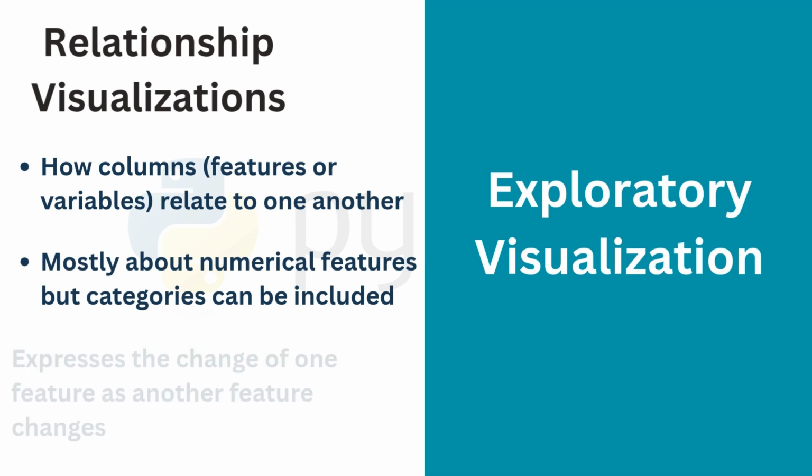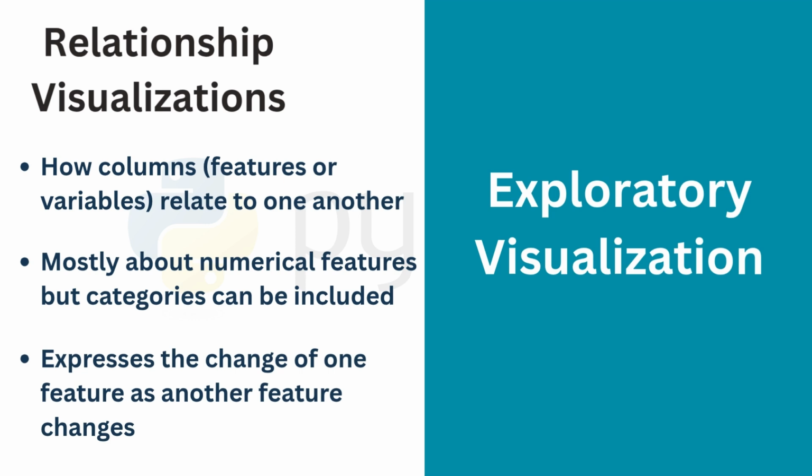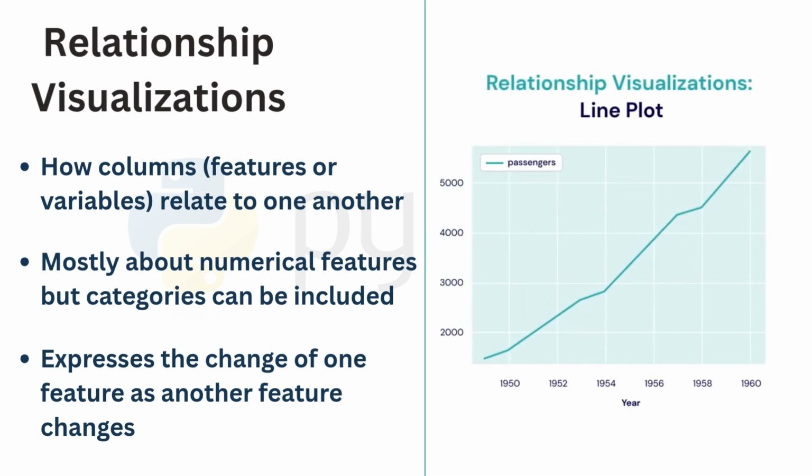Relationship visualizations express how much a feature increases or decreases as another feature changes. These are particularly useful for seeing changes over time. Let's look at one of these visualizations. Line plots. Line plots are great at showing how a feature changes over a continuous variable, like time or temperature.